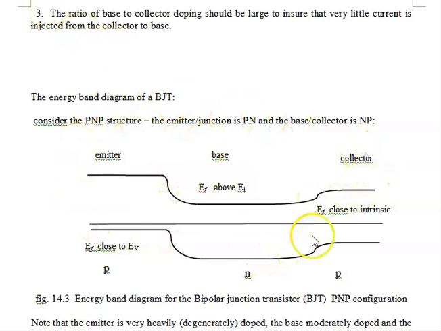Now all this is summarized in the energy band diagram. The emitter, this is for PNP, is very heavily doped, so the Fermi level is close to the valence band. The base is n-doped, so it's closer to the conduction band, but it is much lighter doped than the emitter. And the collector is very lightly doped.